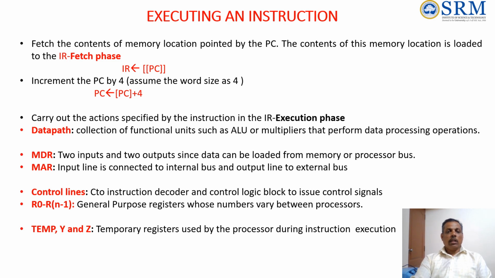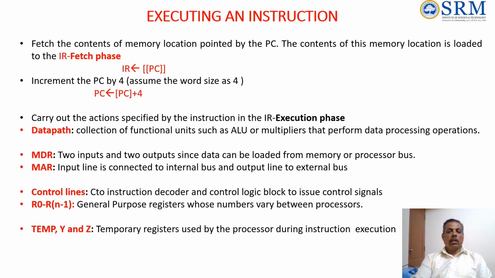Once the instruction is fetched, we need to update the PC and we need to decode the instruction for the purpose of execution. So for that the other data path between memory and ALU will be used. The other component acting as a data path is MDR, that is memory data register or memory buffer register. This MDR has 2 inputs and 2 outputs, since data can be loaded from memory or processor, either read or write.